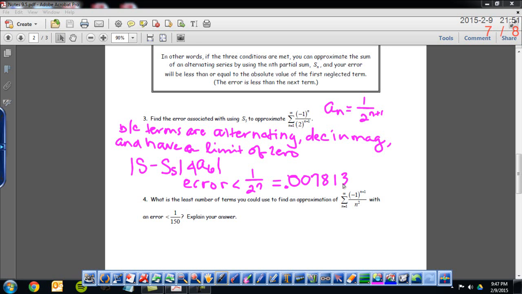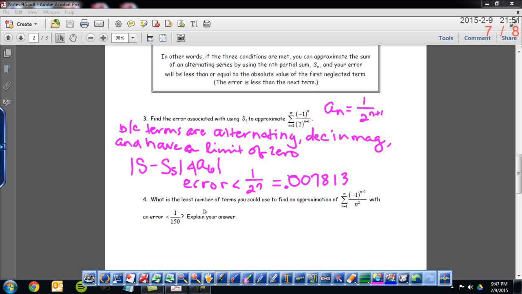So what that means is that if I use the first 5 terms of that series to approximate that infinite series, then my error in using that approximation is going to be smaller than 0.007813. So whatever my approximation is, the actual sum might be 0.007813 bigger than that, or 0.007813 smaller than my approximation. And we'll talk a little bit more about that bound for the error in just a minute.